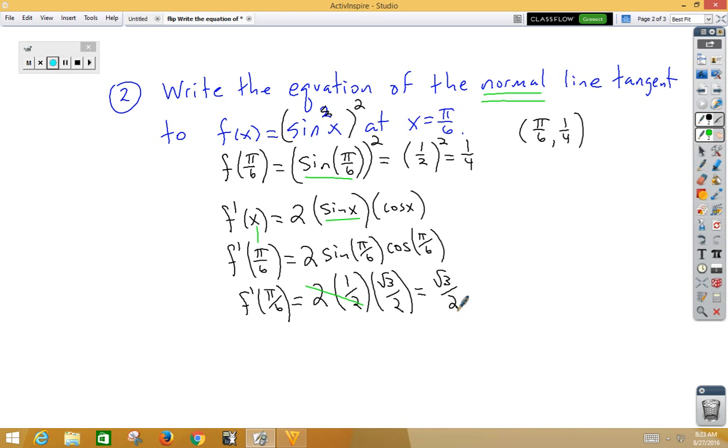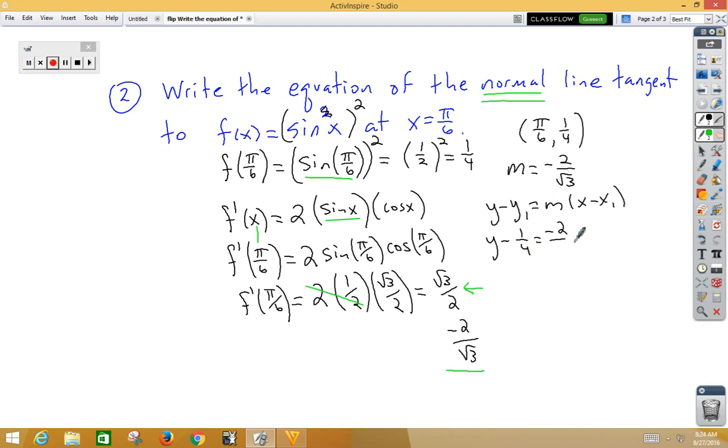Now, the normal means we want to take the negative reciprocal of that. Well, the negative reciprocal of radical 3 over 2 would be negative 2 over radical 3. Now that we have a slope of negative 2 over radical 3, let's put that into point slope form again. y minus y1 equals m times x minus x1. That would give us y minus 1/4 equal to negative 2 over root 3 times x minus pi over 6.